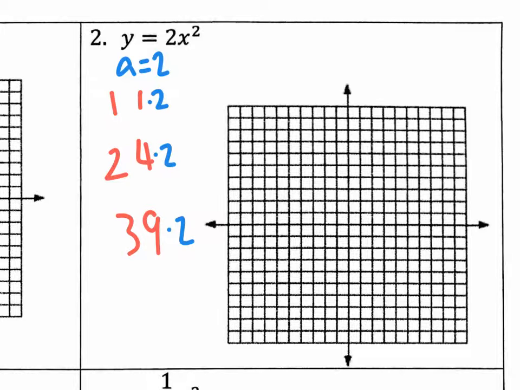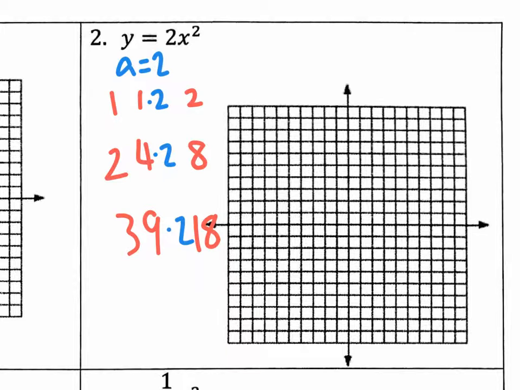So instead of 1, 1, I'm going to have 1, 2. This is my pattern. Instead of 2, 4, it's going to be 2, 8. Instead of 3, 9, it's going to be 3, 18. And obviously, 3, 18 is off the graph.